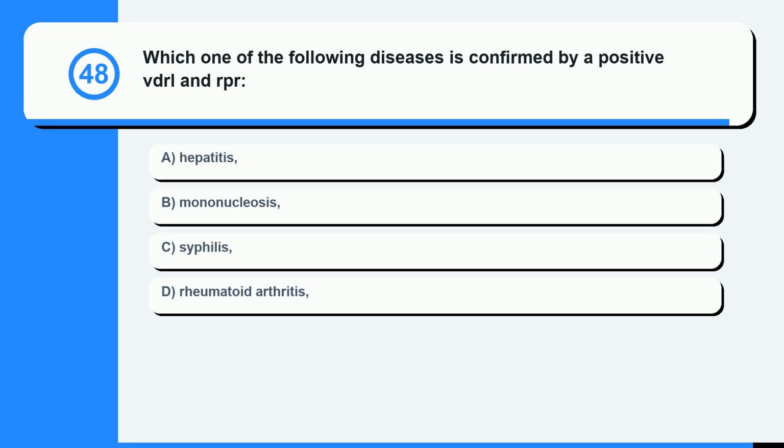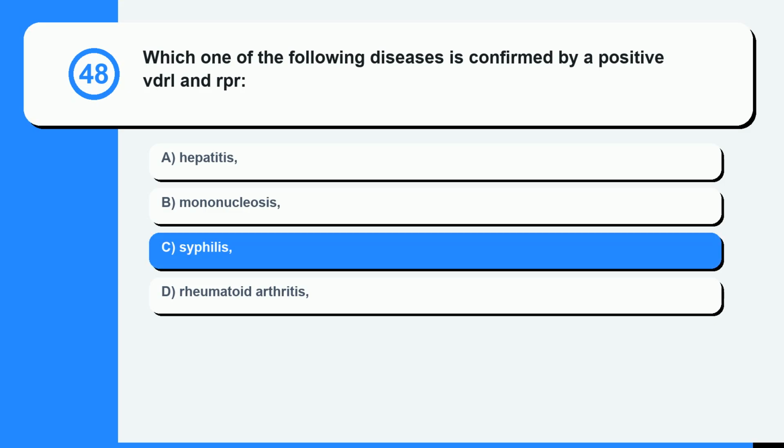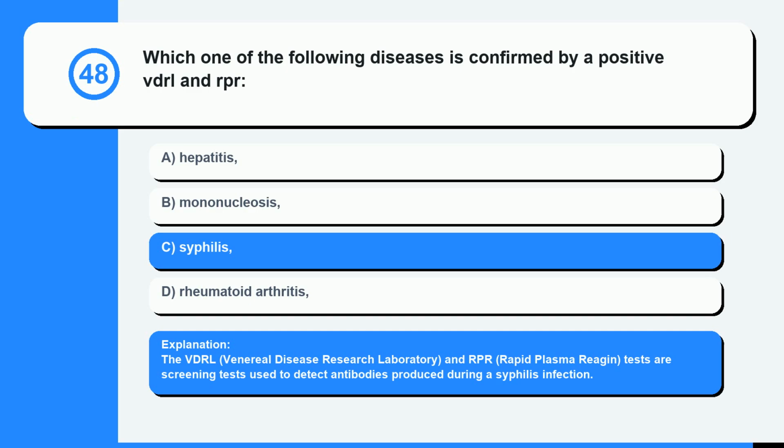Question 46. A scraping of the superficial layer of skin is called an A. Abrasion, B. Avulsion, C. Laceration, or D. Incision? The correct answer is A. Abrasion. An abrasion is a superficial wound caused by friction or scraping against a rough surface, resulting in the removal of the top layers of the skin.